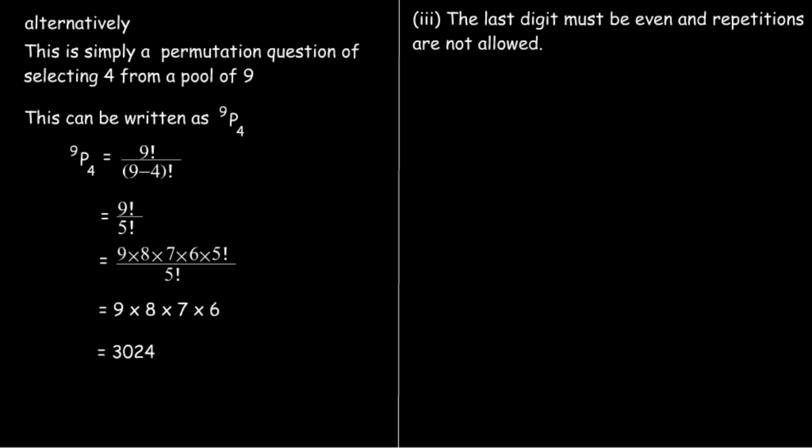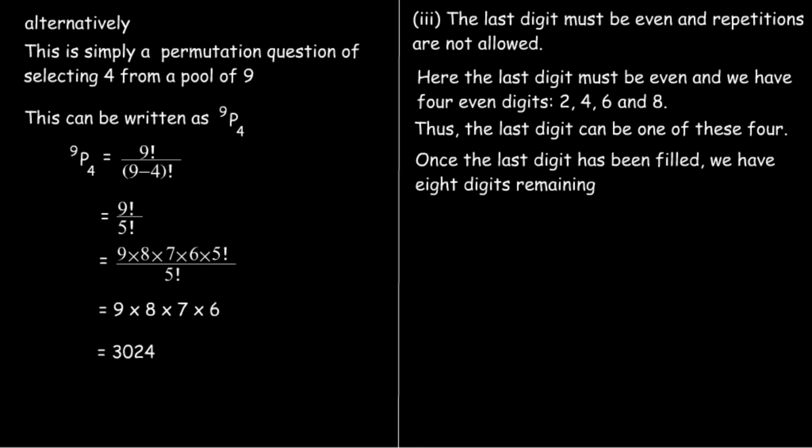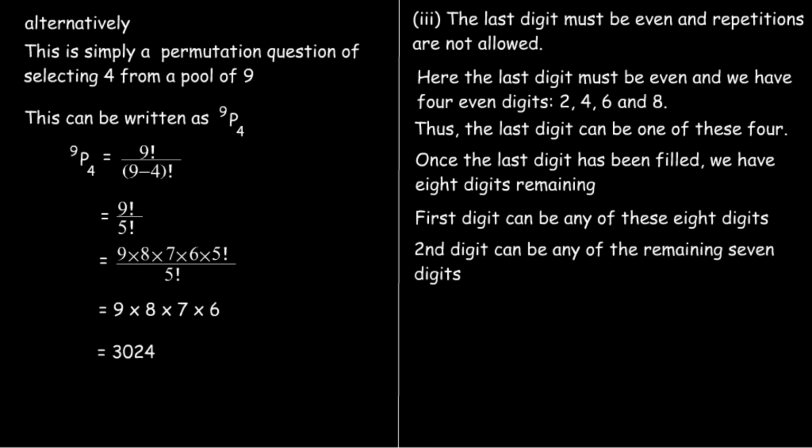For the third part of our question, the last digit must be even and repetition is not allowed. Here the last digit must be even, and we have 4 even digits from 1 to 9. That's 2, 4, 6, and 8. Thus the last digit can only be one of these 4. Once the last digit has been filled, we have 8 digits left. The first digit can be any of these 8 digits. The second digit can be any of the 7 remaining digits after we've selected one for the first digit, and the third digit can be any of the remaining 6 digits.